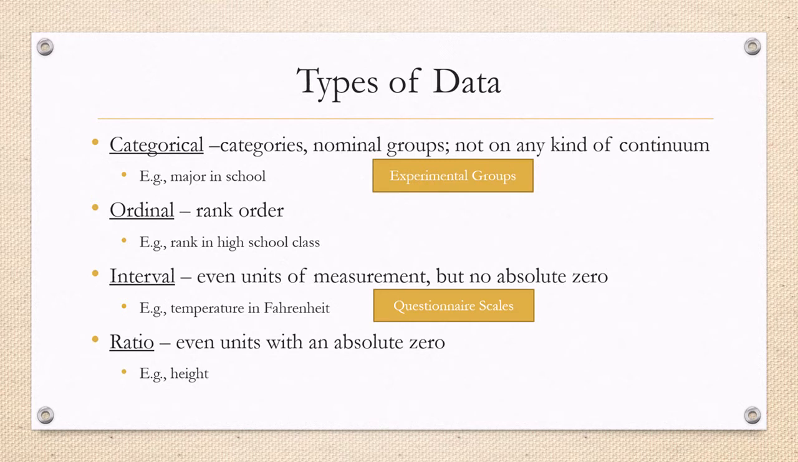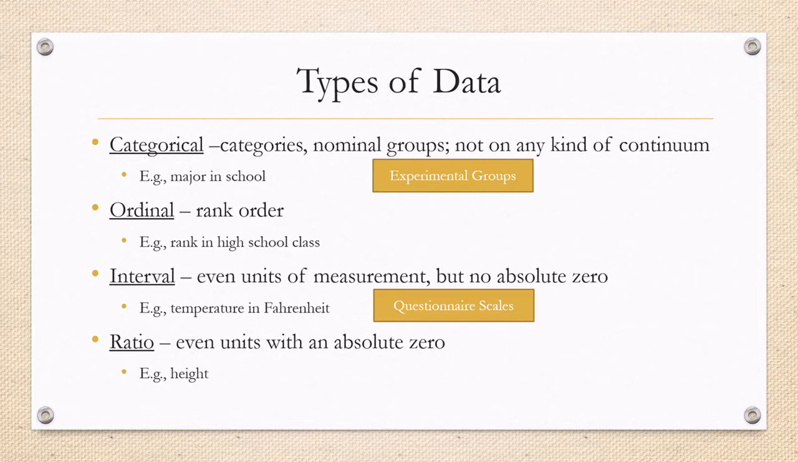The type of data we have is really the key to knowing the appropriate statistical test. It really has little to do with whether the study design is experimental or correlational. Categorical data is data represented by categories or nominal groups. This could be things like male and female, major in school such as psychology, biology, engineering, etc.